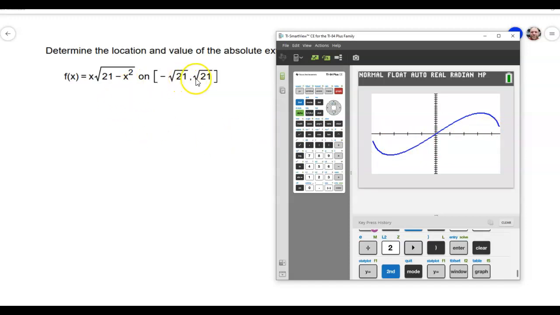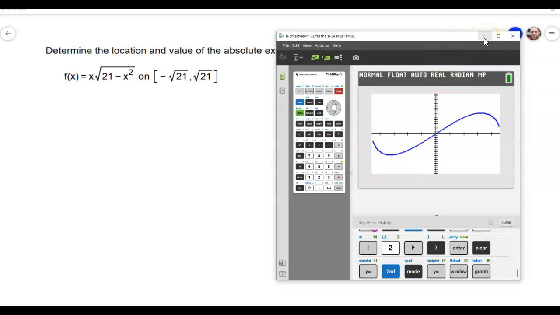Sure enough, if I put either one of these endpoints in here, if you square the square root of 21, both positive and negative, you're going to get 21, and 21 minus 21 is 0. The square root of 0 is 0, and 0 times any value is 0. So both of these lead right back to y equals 0. So these are the 2 points that I'm looking to find here.